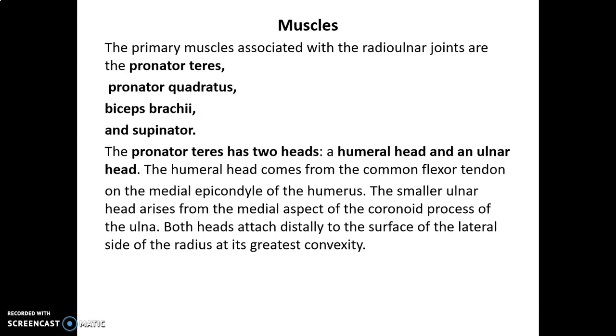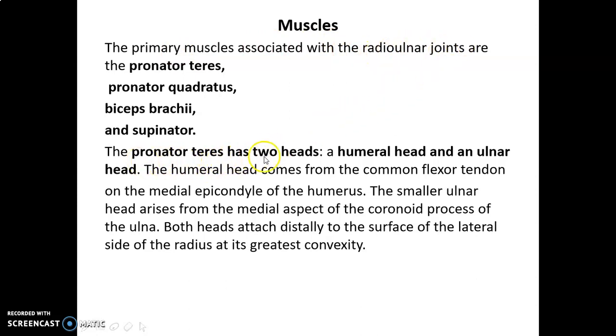The primary muscles associated with the radial ulnar joints are pronator teres, pronator quadratus, biceps brachii, and the supinator. So we have two muscles for pronation and two muscles for supination, which are the primary muscles of the radial ulnar joint.